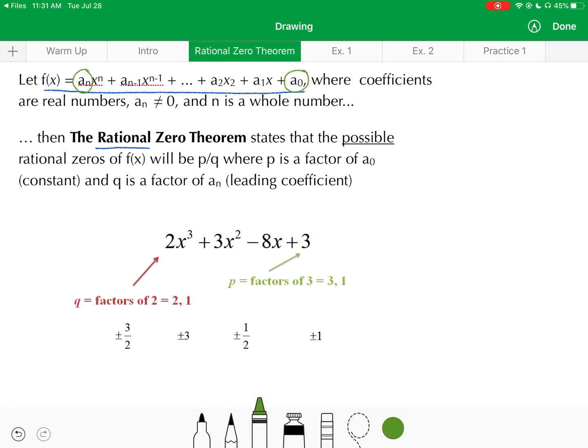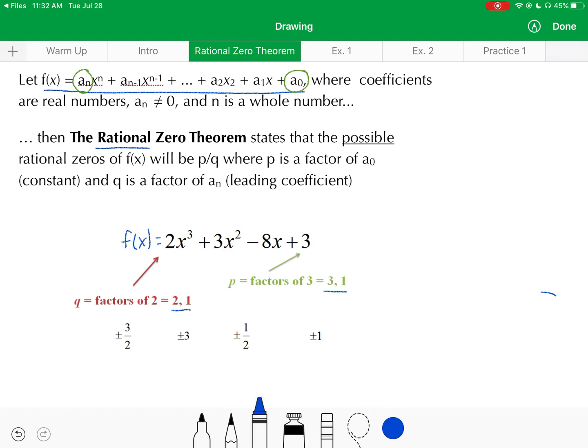As a quick little example, let's say that our function f of x is 2x cubed plus 3x squared minus 8x plus 3. This theorem wants you to focus in on the 3 as the constant and the 2 as the leading coefficient. 3 has factors of 3 and 1, and 2 has factors of 2 and 1. Notice what letters I'm assigning: 3 and 1 are assigned to the letter P, and 2 and 1 are assigned to the letter Q.